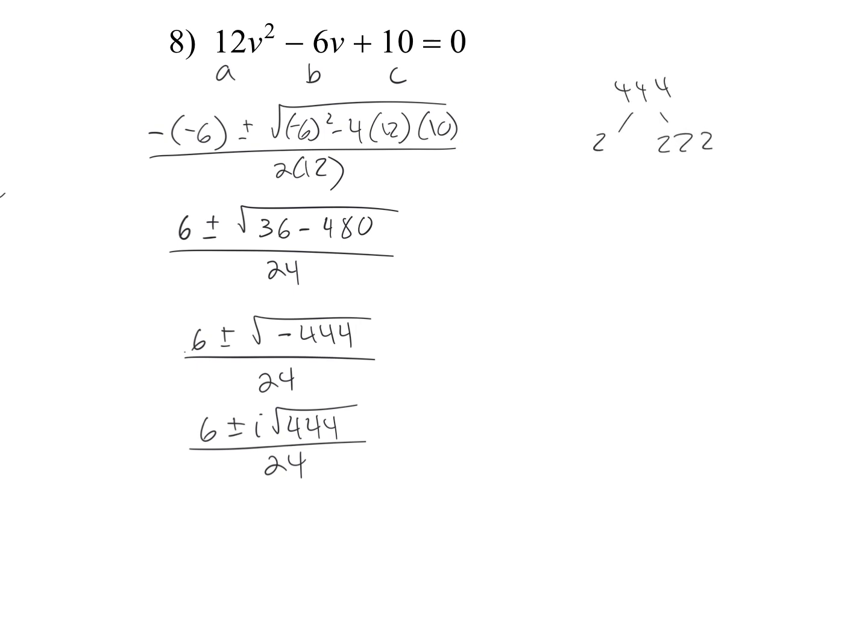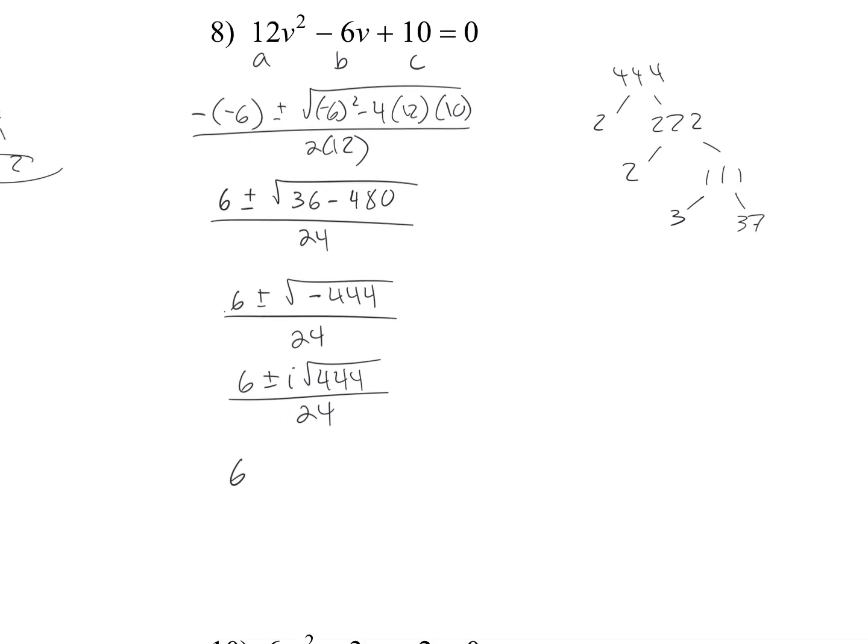So it's going to be 222, 2, 1, 1, and 1. This is actually going to be divisible by 3. So it's going to be 3 and 37. And that's as far as I can go. So it's going to be 2 and then inside root 111. It's going to be 6 plus or minus 2i root 111 over 24.